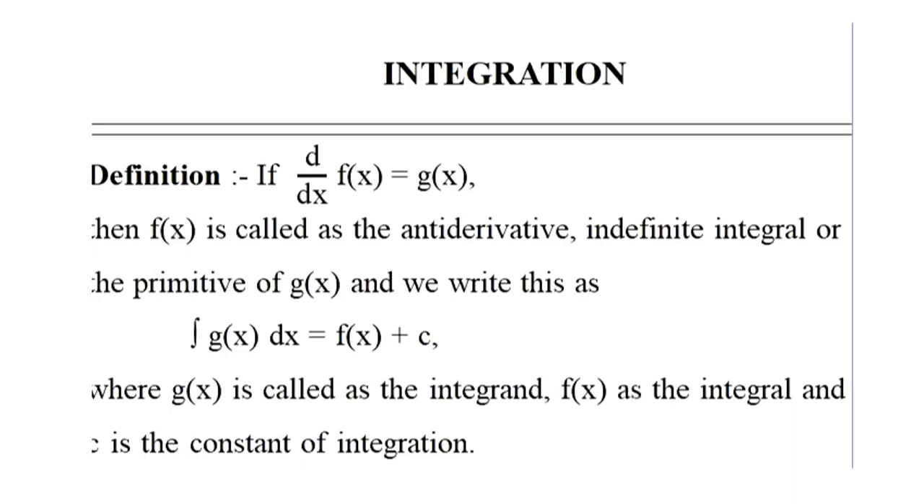It means that they are inverse processes. If the derivative of f of x is g of x, then the integral of g of x is nothing but f of x. So in this notation, integral of g of x dx equals f of x plus c, g of x, the function which is to be integrated, is called the integrand, f of x is the integral, or one can say primitive, c is the constant of integration, and dx denotes the reference of integration.